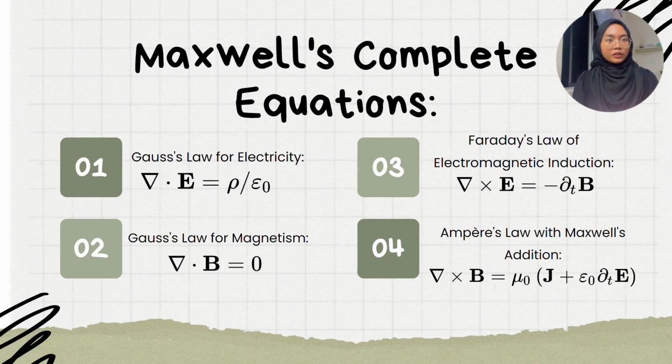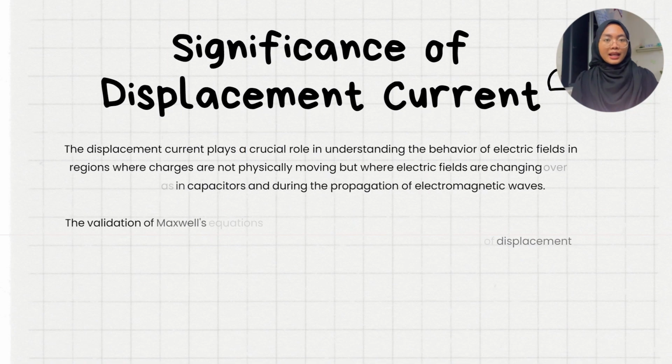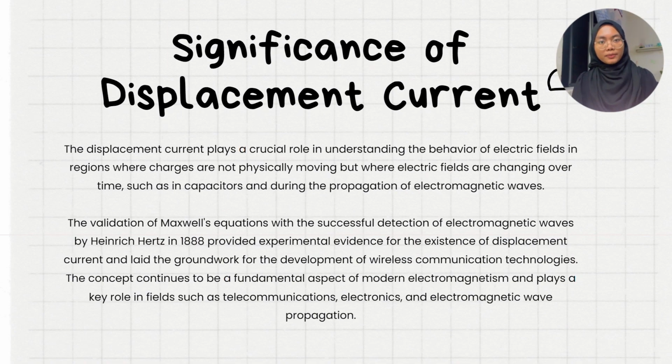So, Maxwell's complete equations. With the inclusion of displacement current, Maxwell's equations took their final form, which are the Gauss law for electricity, Gauss law for magnetism, Faraday's law of electromagnetic induction, and Ampère's law with Maxwell's addition. The inclusion of displacement current completed the set of equations and successfully unified electricity and magnetism, predicting the existence of electromagnetic waves. Let us move on to the significance of displacement current.